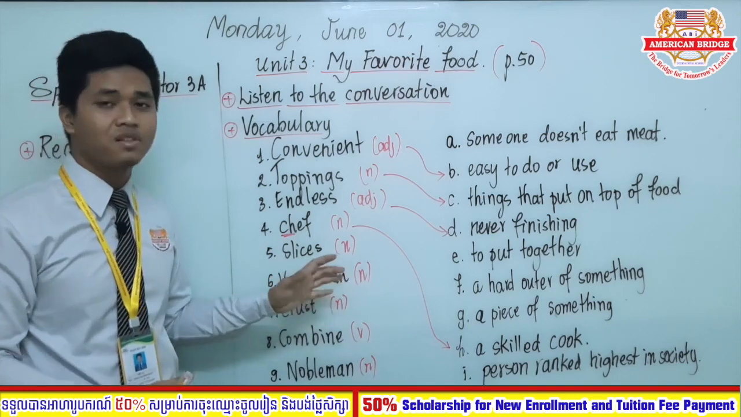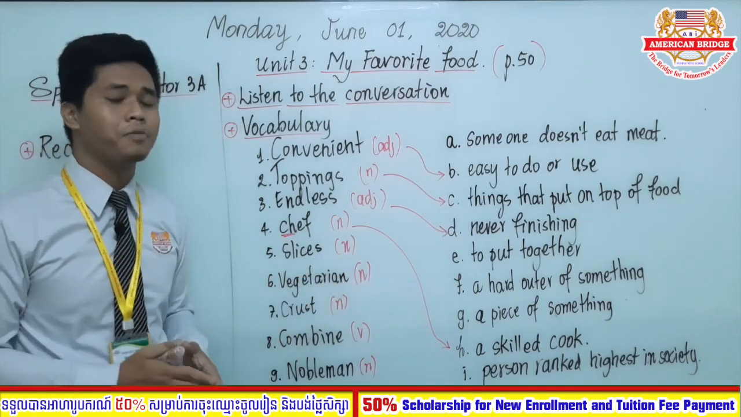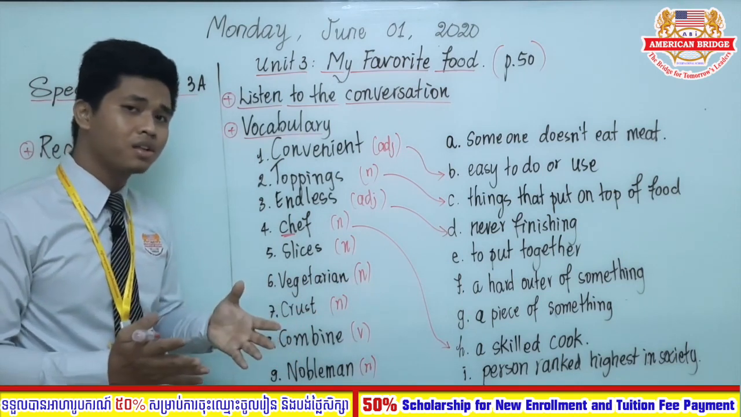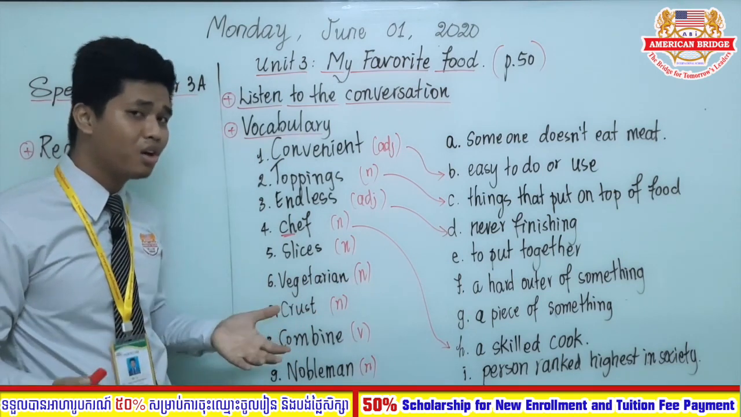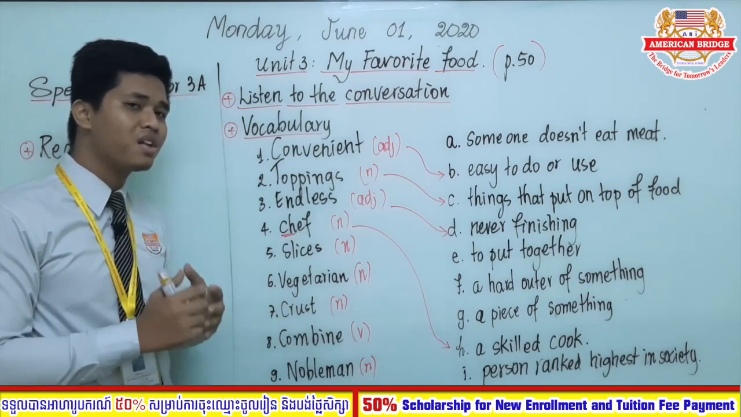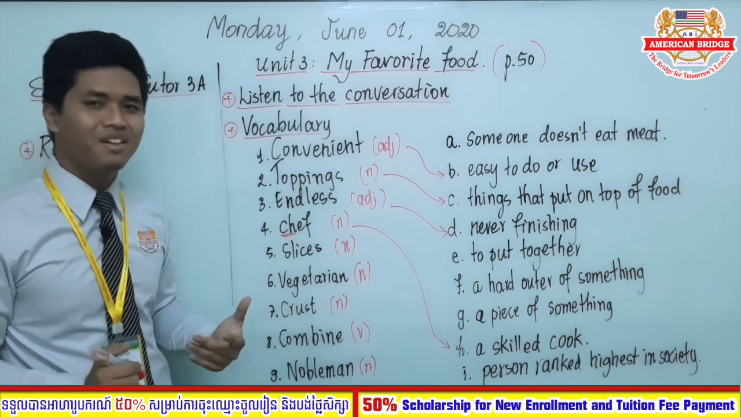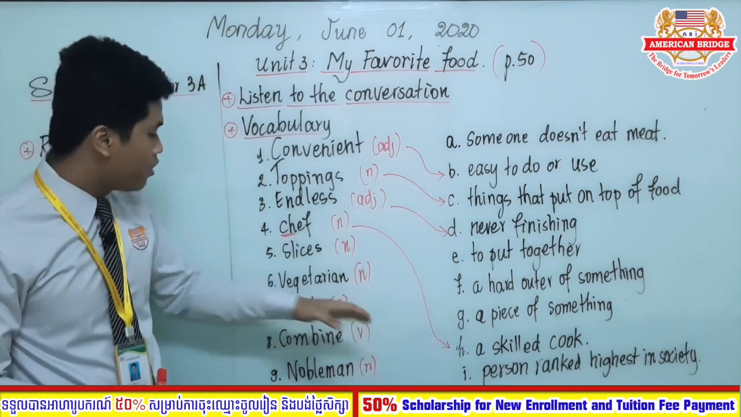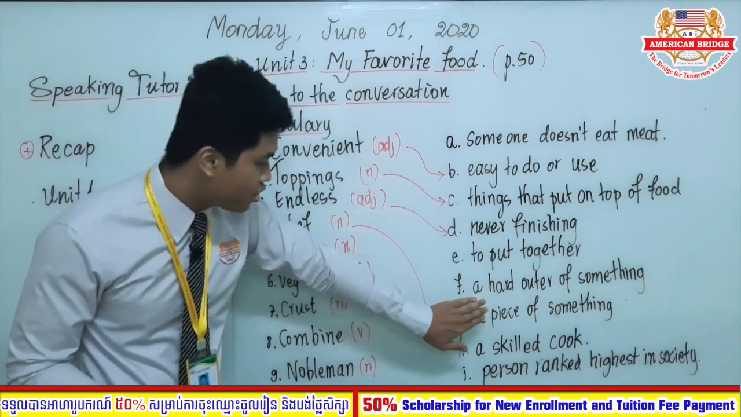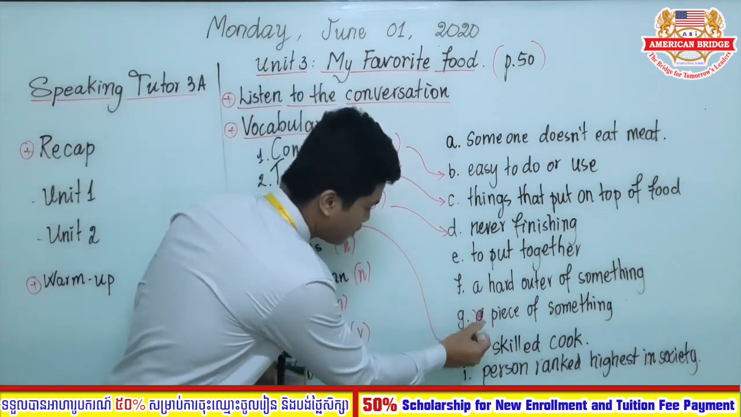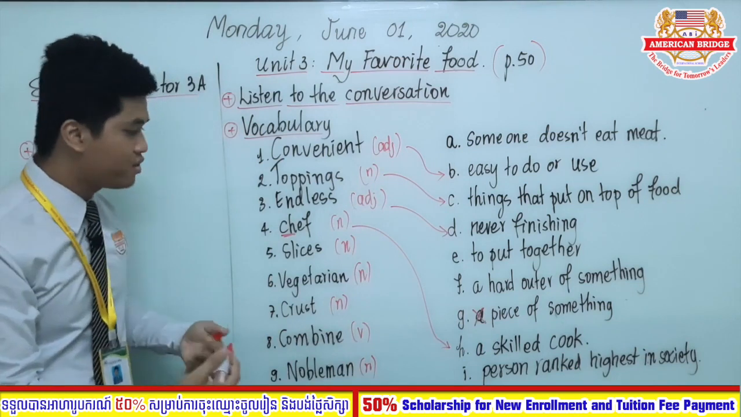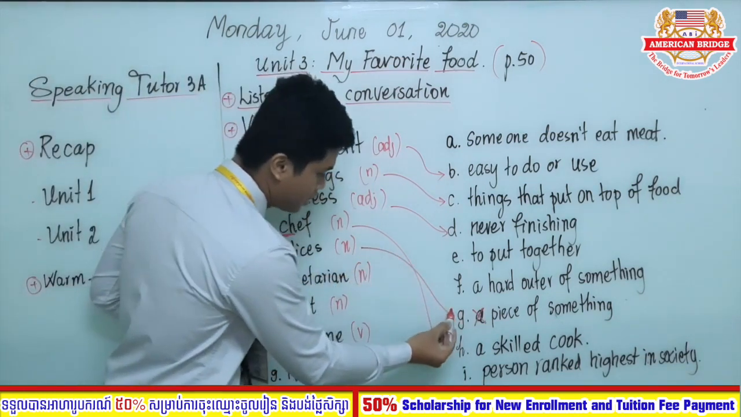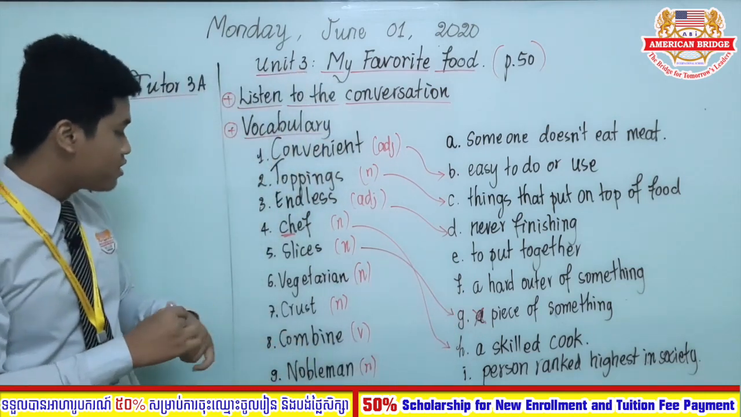Number 5, slice. Slice. So it functions as a noun. If you like pizza or hamburger, everyone, you understand what the word slice really is, because a slice is a piece of something. So slice refers to a piece of something, and mostly something that you can eat. Letter G.